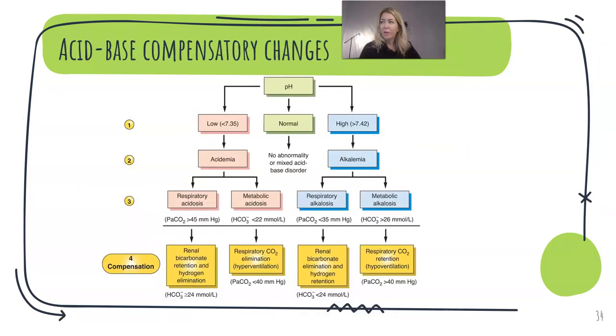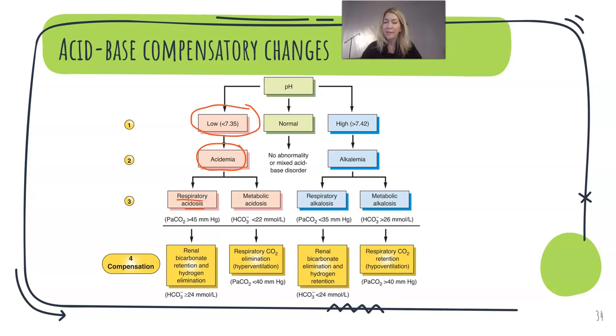Now we're going to talk about acid-base compensation and what that looks like. We're going to start right at the top, and you can see your pH here. You've got your low pH, which of course is acidic, a low number. When we have a low pH, it's acidemia, or you're acidotic, in an acidic state. There are two types of acidemia, either respiratory or metabolic. Let's talk about respiratory first.